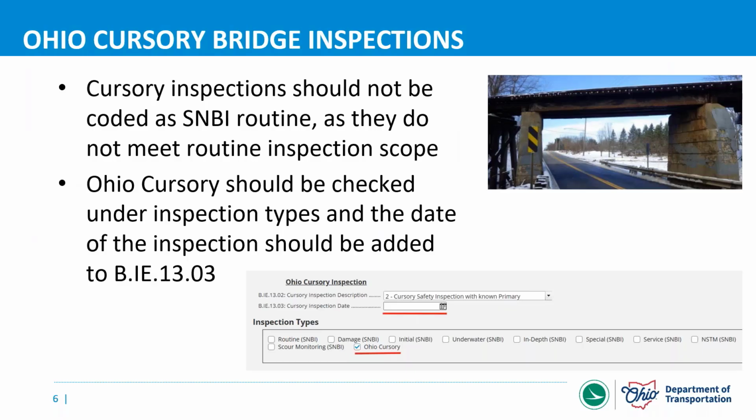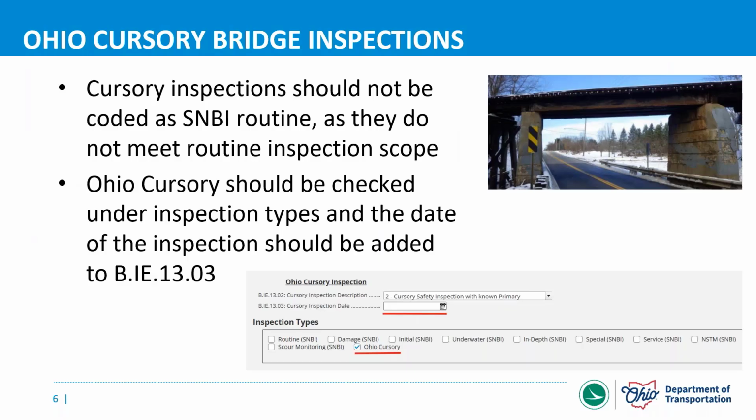We didn't have a better way to code them in our previous NBI inventory, but now we have multiple different inspection types we can choose. So again, look at the picture of this railroad structure over our roadway. We're only concerned about that span over the roadway. We're not getting up on top of this bridge. We're not looking at every span. So that cursory inspection does not meet routine inspection scope.